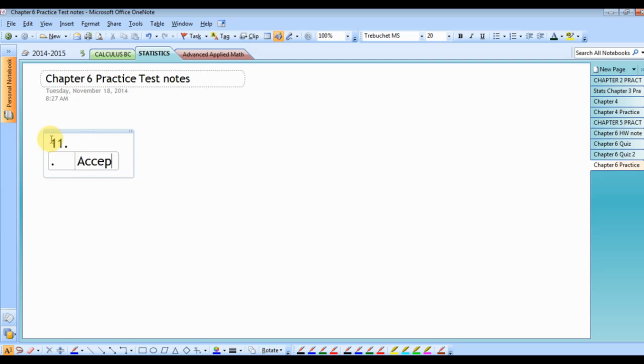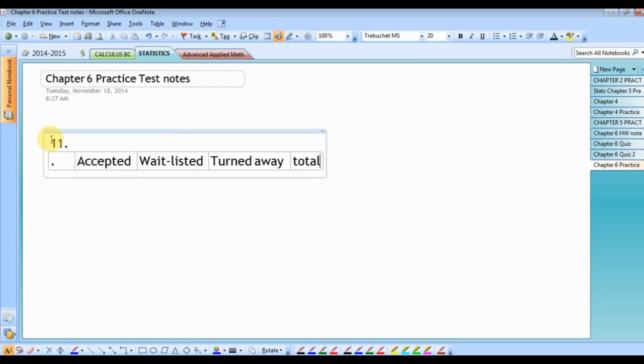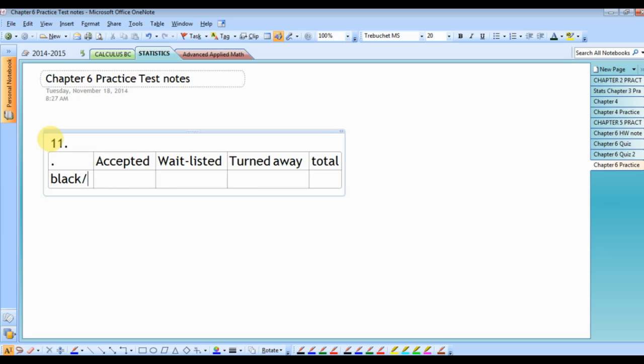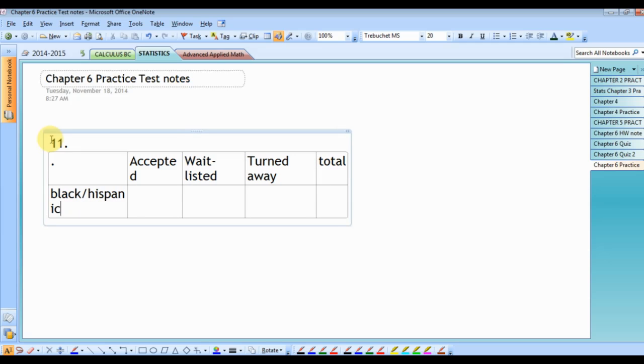So we have accepted, turned away, which I guess is a nice way of saying rejected. Sorry, that should be waitlisted. Turned away. Of course, we'll have a chart for total. First one is Black Hispanic.